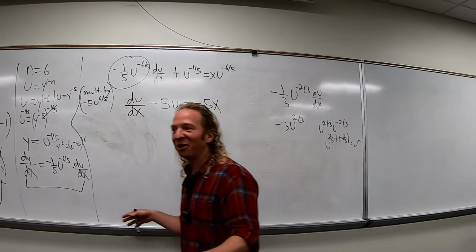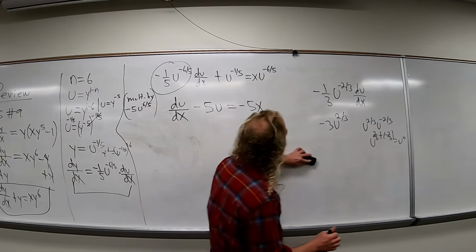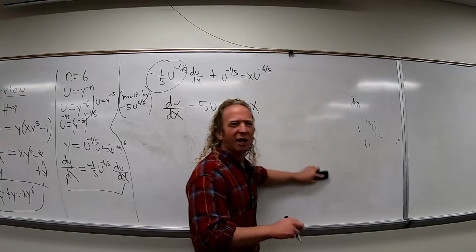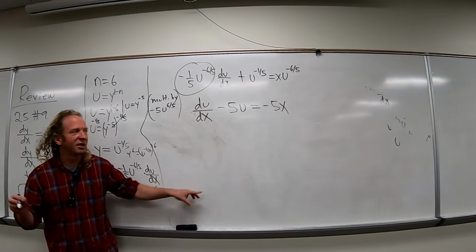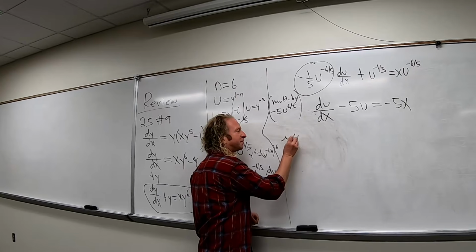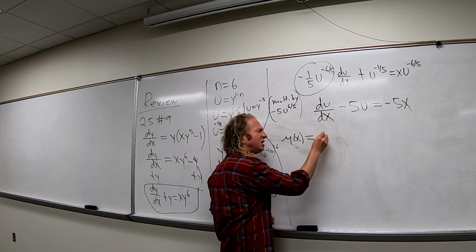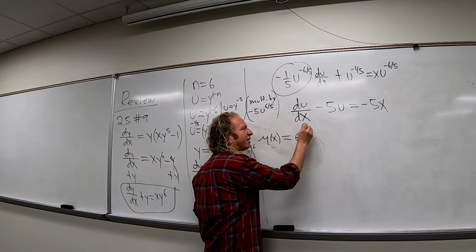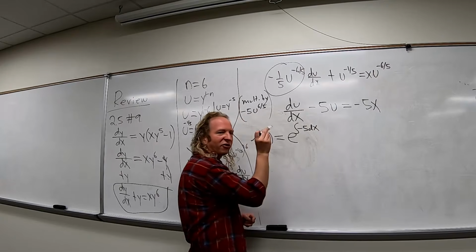So now it's linear, right? Now it's linear. So now we have to find our integrating factor, right? And that was e to the integral of big P. And this is always your big P, okay? So mu of x is equal to e to the integral of negative 5 dx, right? This is called the integrating factor.